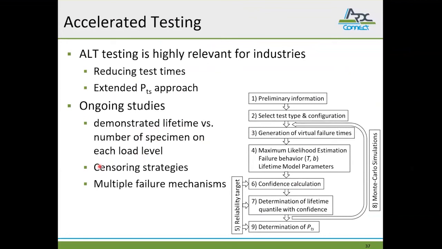Then we want to investigate censoring strategies. Of course, if you have failures and you have survivors in your test, you need to analyze them considering censoring. But is it relevant for test planning? We want to investigate this. And then we also have the issue that sometimes we have multiple failure mechanisms, or we have more complicated systems containing several components. And of course, we want to have a test strategy that considers all components, all failure mechanisms, and gives us the best and the most efficient test strategy.